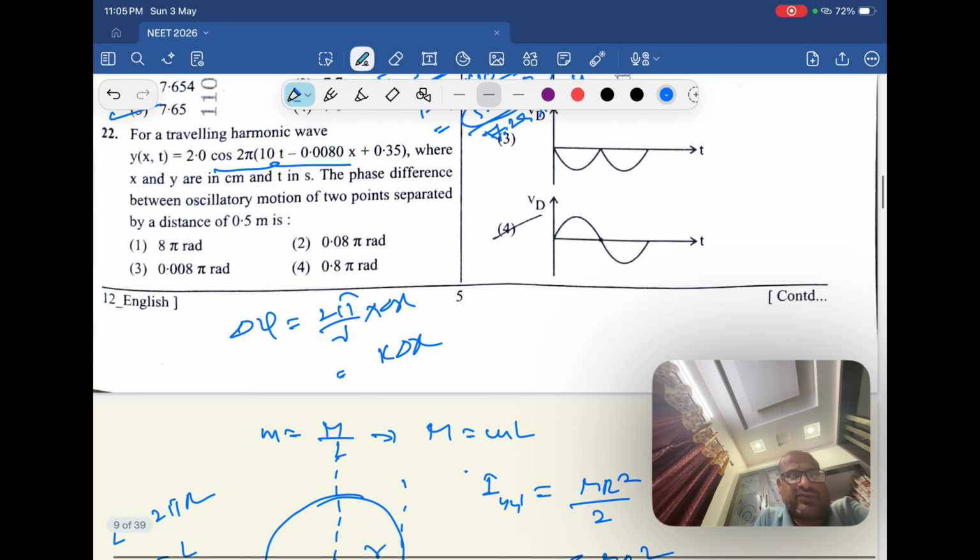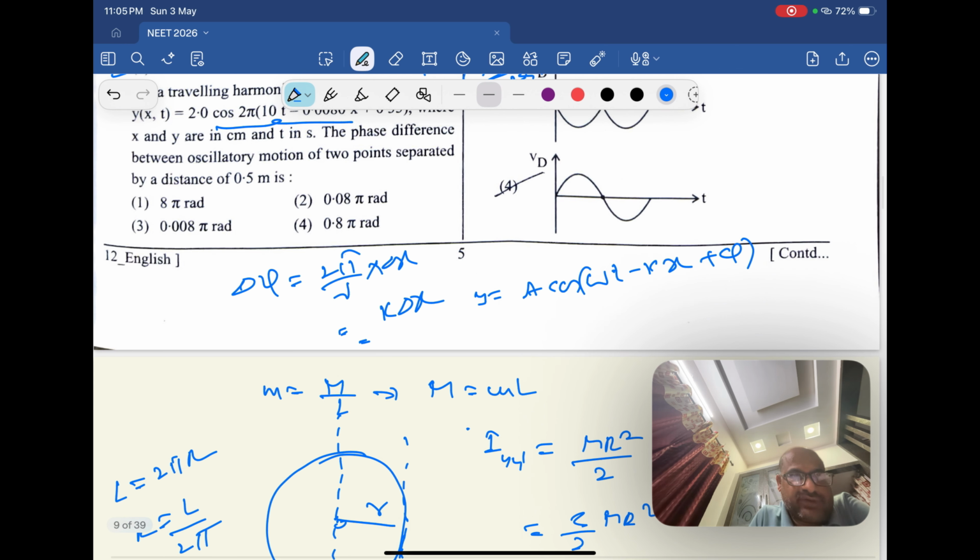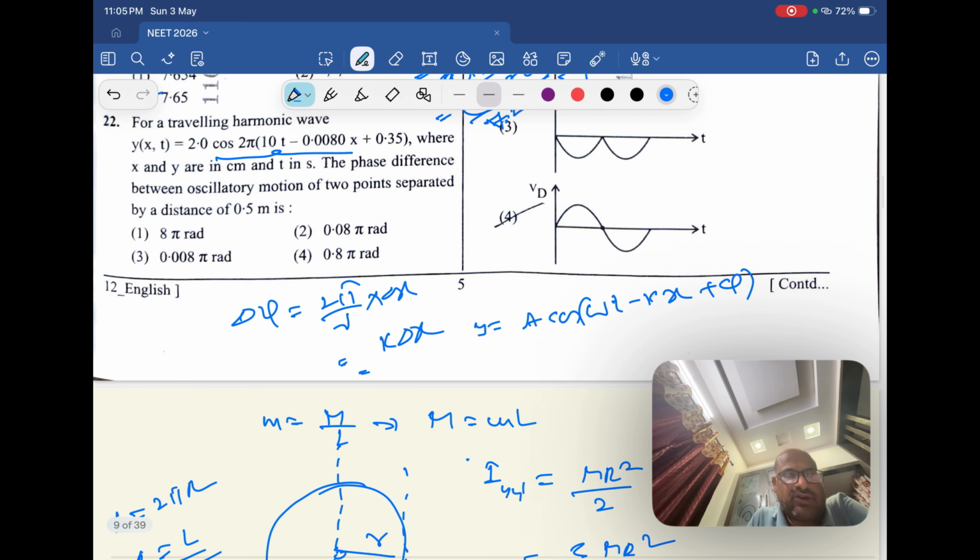Compare this equation with y is equal to a cos of omega t minus kx plus phi form. So omega t value how much? 2 pi into 10, and kx value, how much? Phase difference you have to find out, right? K value how much? 2 pi into 8 into 10 power minus 3 into delta x, and delta x is 0.5 meter, you have to consider that.